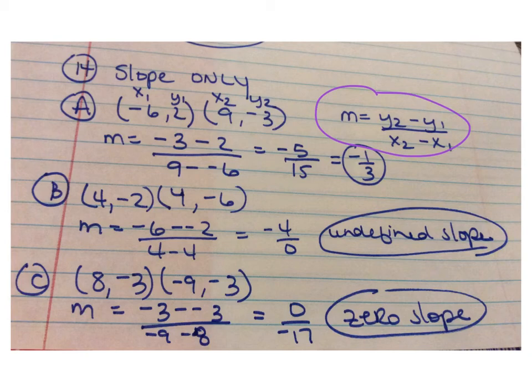When I figured out the slope, I came up with negative 5/15. And you need to remember to reduce your slope. On B, when I did negative 6 minus negative 2, I got negative 4, and 4 minus 4 is 0. When 0 is underneath the fraction, that's undefined slope. Then 8, negative 3, negative 9, negative 3. Negative 3 minus negative 3 is 0. Negative 9 minus 8 is negative 17. So therefore, if 0 is on the top, it's 0 slope.